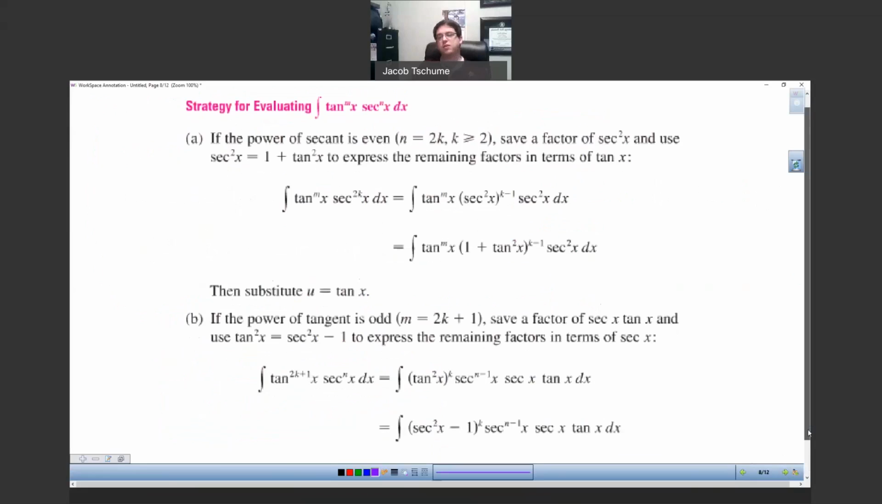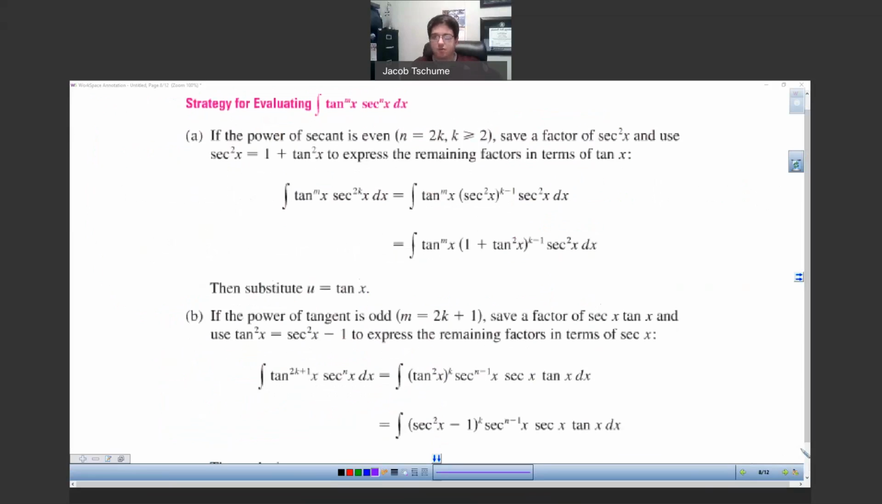So now we're going to move into our second strategy here. So we're going to move away from sine and cosines for the time being. The next strategy is how do you integrate a tangent function times a secant function based on the powers of tangent and secant? So the good thing is that there are only two rules here, and if it doesn't fit one of these two rules, we're not going to be able to work it.